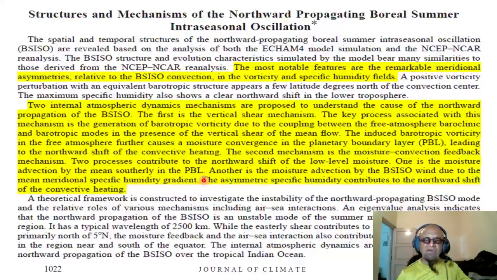Two processes contribute to the northward shift of the low level moisture. One is the moisture advection by the mean southerly in the PBL, the planetary boundary layer. Another is the moisture advection by the BSISO wind due to the mean meridional specific humidity gradient. The asymmetric specific humidity contributes to the northward shift of the convective heating. It's a lot of words, but we'll just look at the figure here.